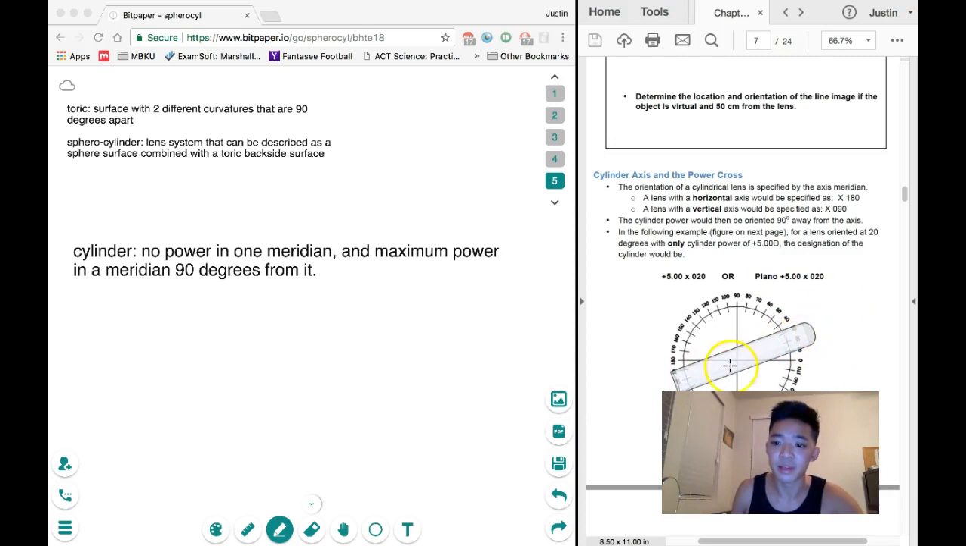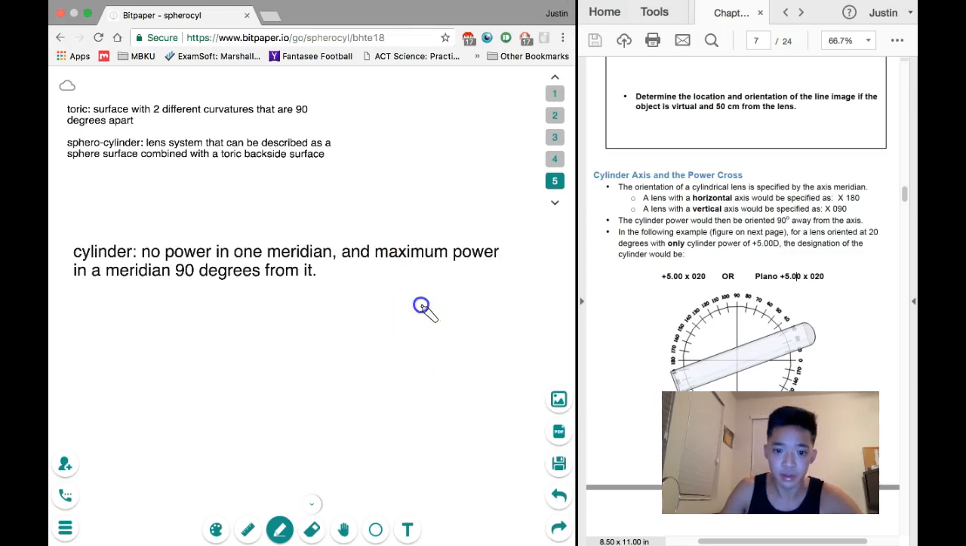So hopefully that makes sense. It's not like 5 is at 20; rather the plano, no power, is at 20, and 5 represents the difference between that axis, in this case plano, and the power meridian. And in this case the power meridian is at axis 110, because it's just 90 plus 20.